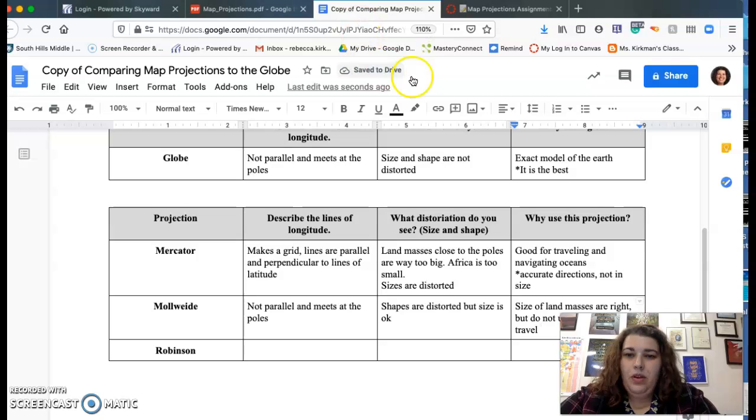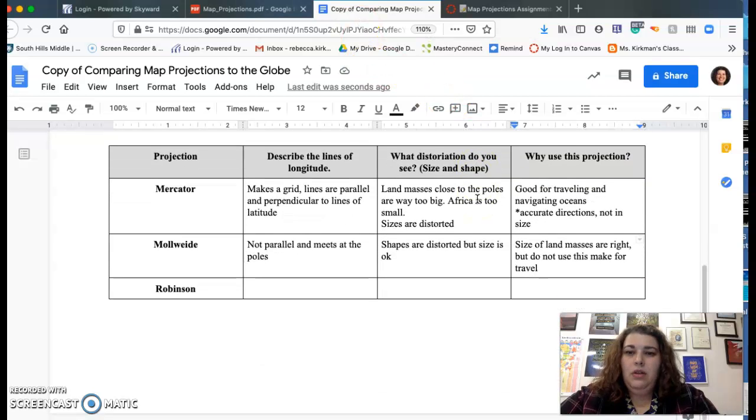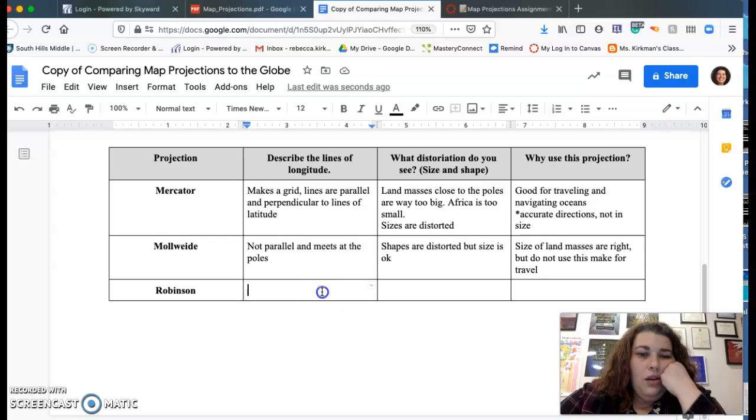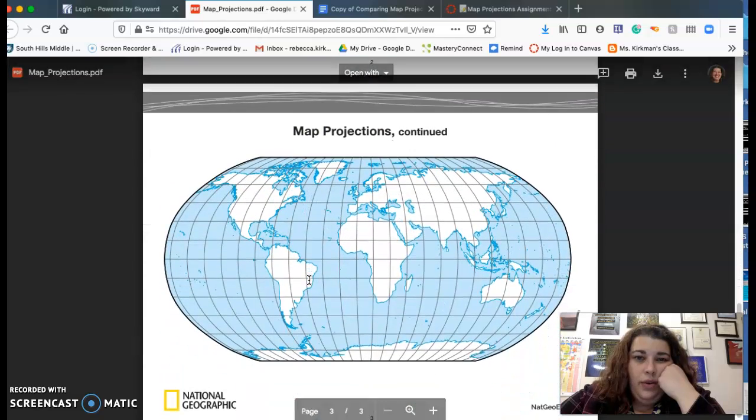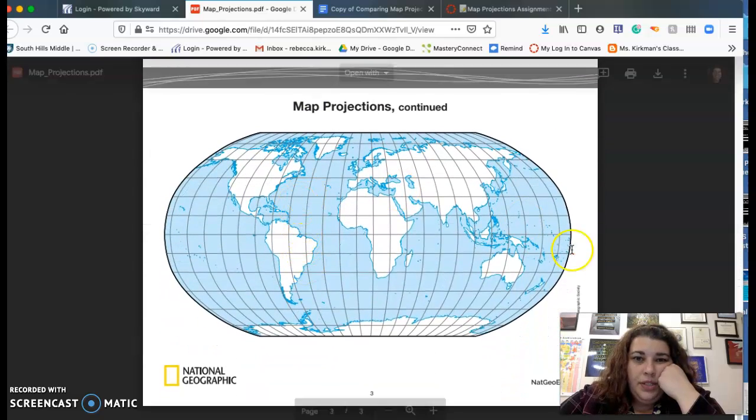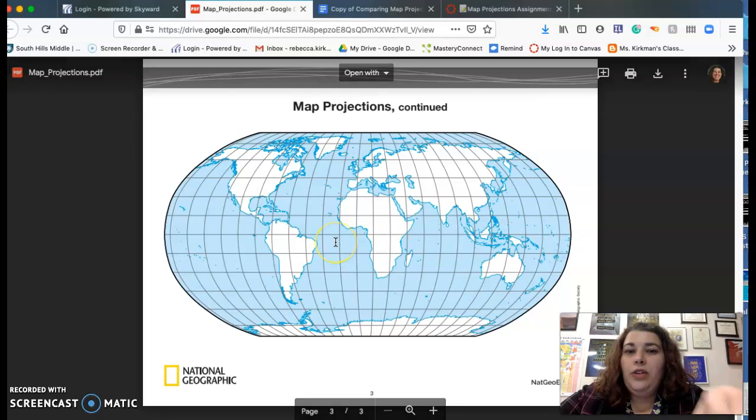Okay, I'm going to move that up a little bit. Robinson projection. That's our last one here, so I click on that. We're going to look at this map right here. This is the Robinson projection. This is another one you need to know for the test.